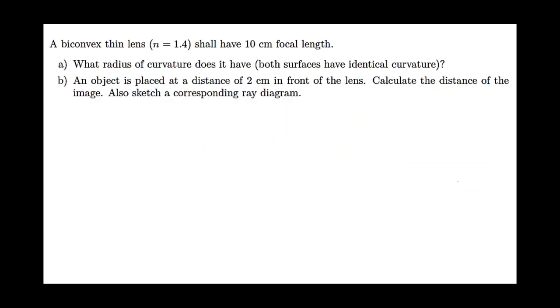So now we're going to do one last problem. This is from one of the geometric optics examples that we have studied previously, right? So here we have a biconvex lens. You're given the refractive index, and you have 10 centimeters in focal length, right? So you can use that to see what is the radius of curvature.